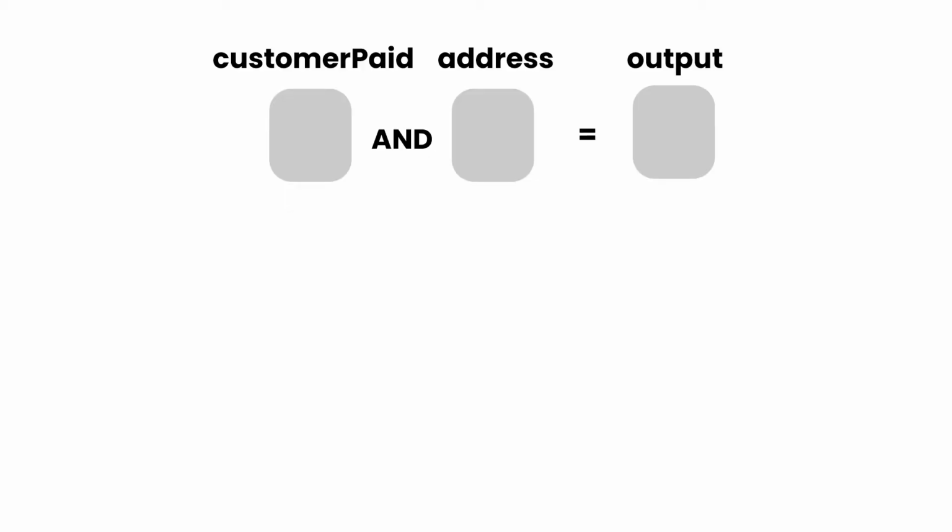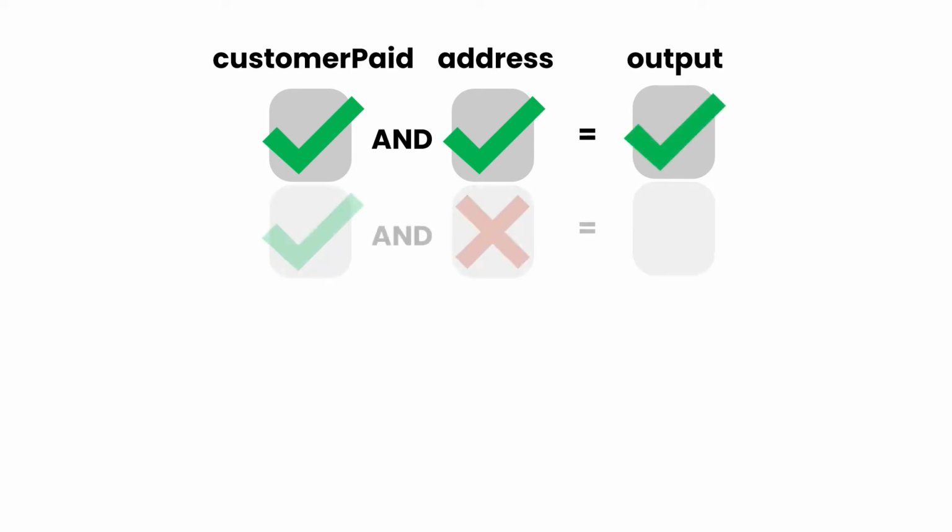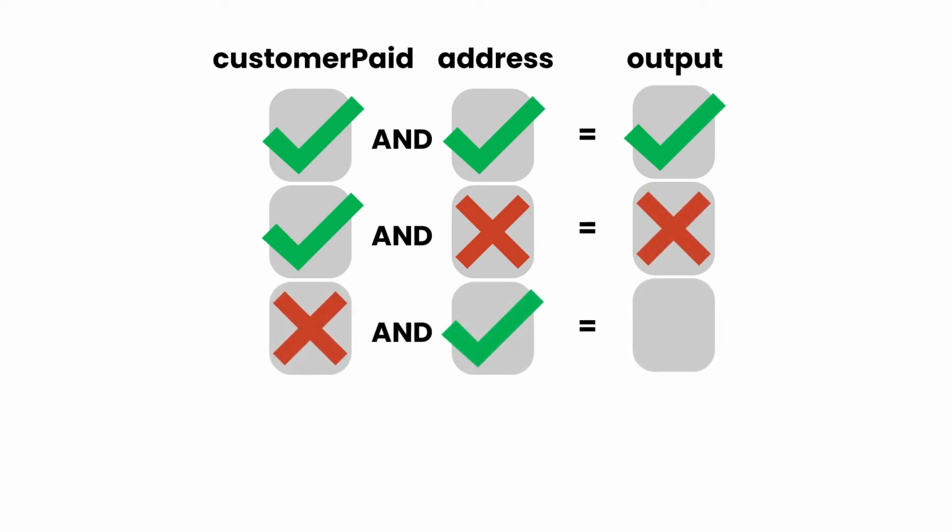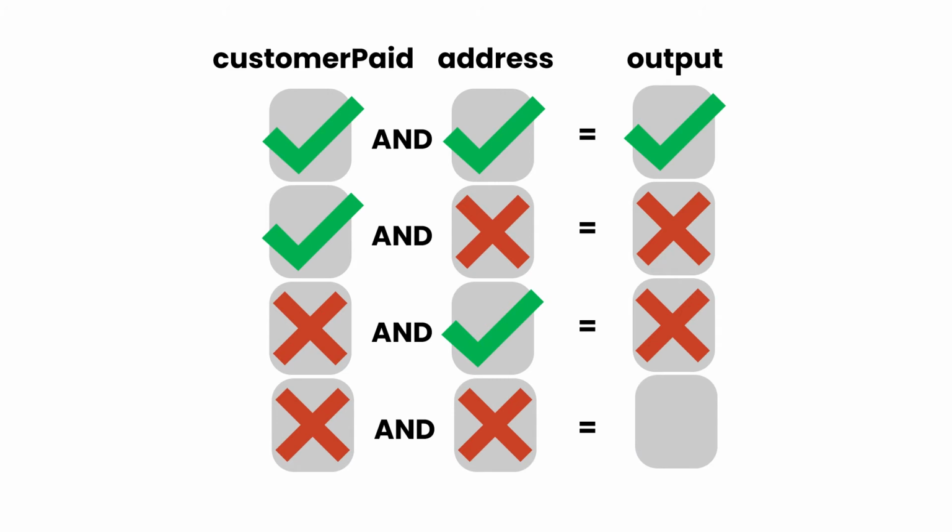Let's take a look at the truth table for all possible combinations we could have for this expression. Firstly, the customer is paid and we have the address, so the output is true and we can send the parcel. Secondly, the customer has paid, but we don't have the address, so we don't send anything out and the output is false. Thirdly, the customer hasn't paid, we have the address, but the output is false, so we don't send anything. And finally, the customer hasn't paid and we don't have an address, so the output is also false. The AND gate first checks the expression on the left and then the right.